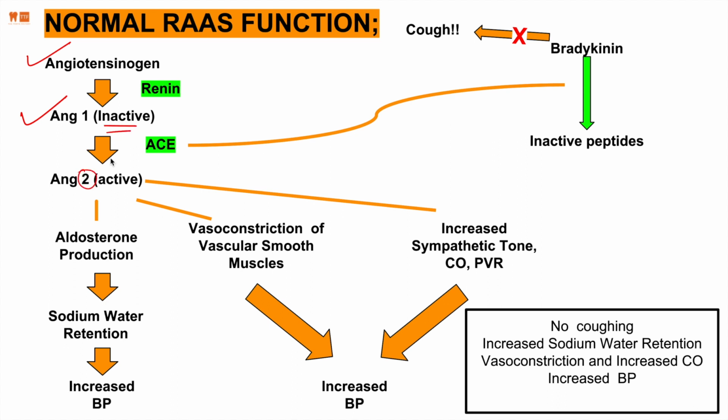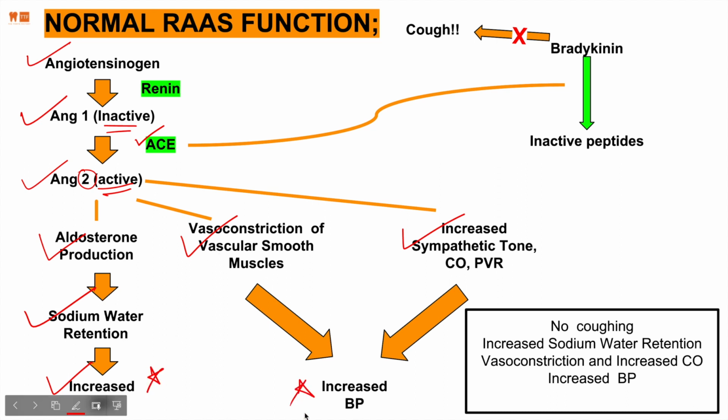Angiotensin 2 is formed as soon as angiotensin converting enzyme steps into play, and now we have a power-packed second active molecule, angiotensin 2. Angiotensin 2 has 3 effects: aldosterone production, vasoconstriction of blood vessels, and increase in sympathetic tone, CO, and PVR. Overall, aldosterone increases sodium-water retention and therefore increases blood pressure. Vasoconstriction directly increases blood pressure. Increase in sympathetic tone, cardiac output, and peripheral vascular resistance increases blood pressure directly.